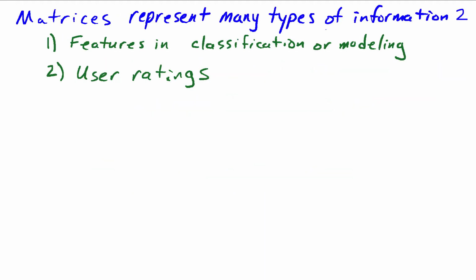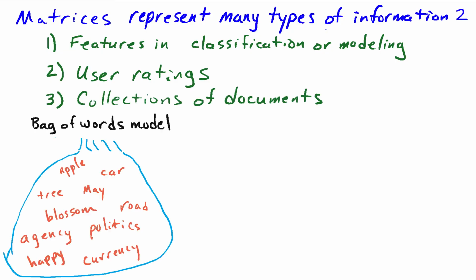And we've seen by now that matrices can represent many types of information. We've looked at features in classification or modeling. We've looked at users' ratings of things like movies or products. We can also use matrices to represent collections of documents. For example, one approach is to use the so-called bag of words model, where you just count the number of occurrences of each word in a particular document and put those counts in a vector. So you're ignoring the relationships between words, you're simply counting the words that are in the document.